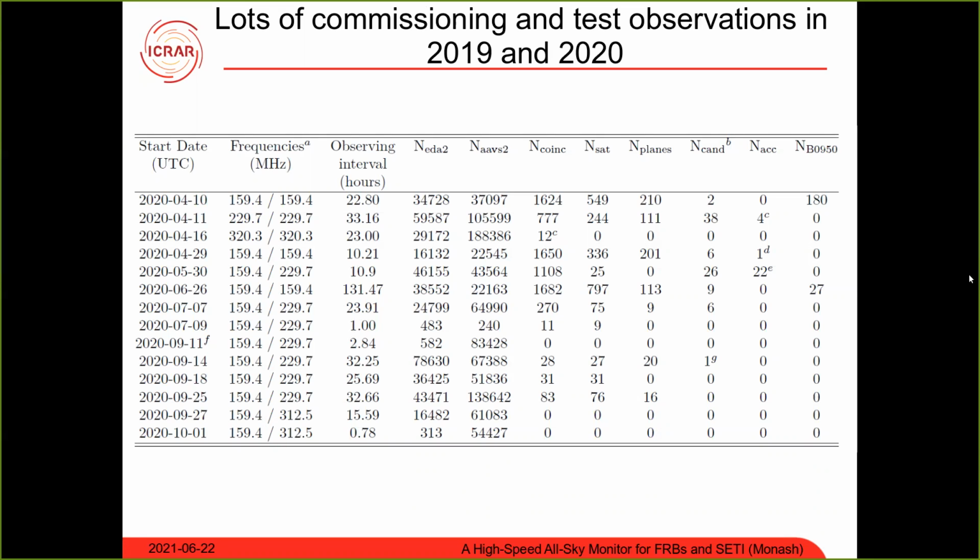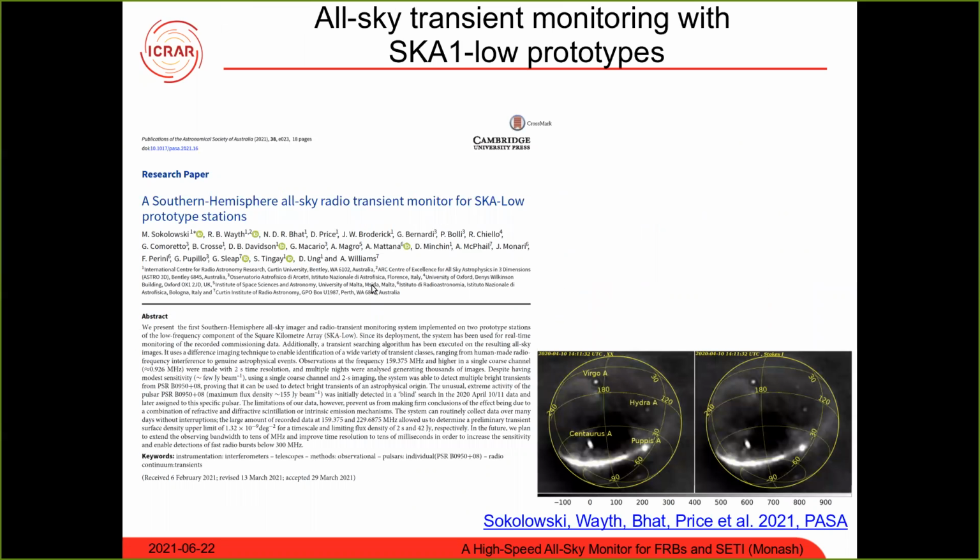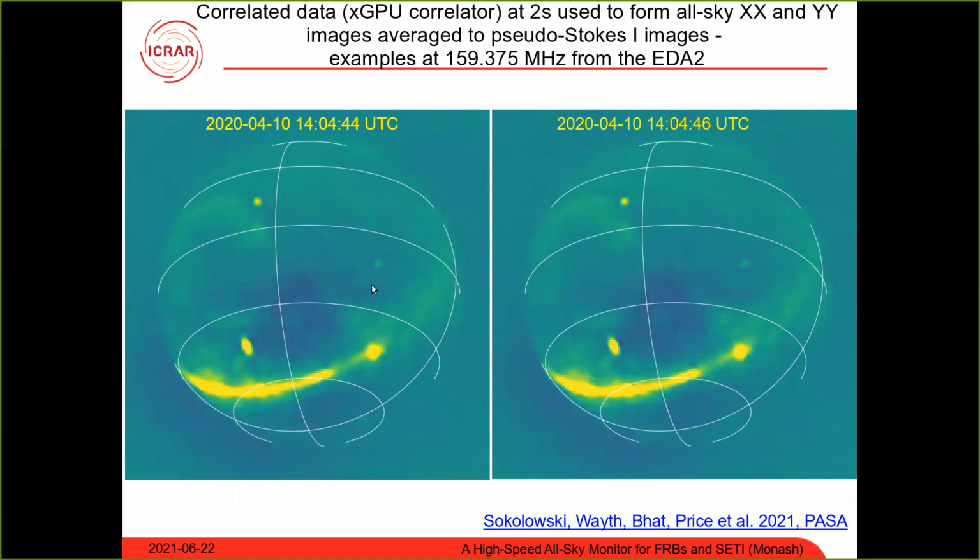And typically we would collect at least 24 hours worth of data. But as you can see in this table here in the third column, some of the data sets were even 130 hours of data, so more than 5 consecutive days worth of data. And we have analyzed this data and all-sky images to look for transients, and this work has already been published. It was published in April in PASA, so if you are interested in more details, please go and read this paper.